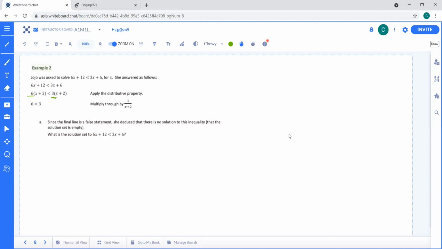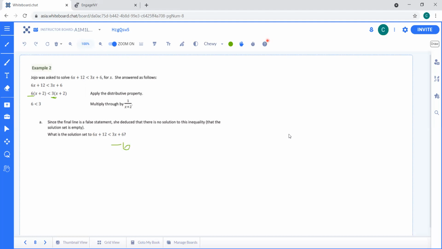Since the final line is a false statement, she deduced that there is no solution to the inequality that makes the solution set empty. Okay, what is the solution set? So let's just solve this. I'm not going to do what she did. I'm not going to factor that out. Why do I want to do that?